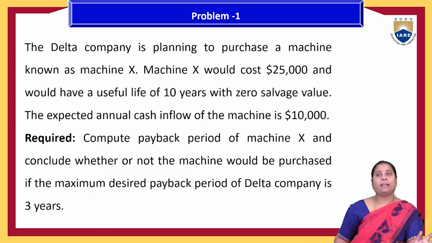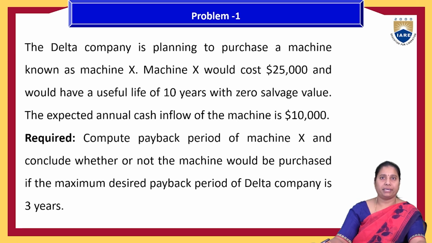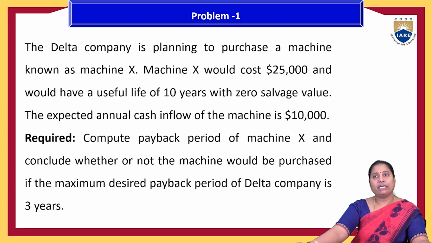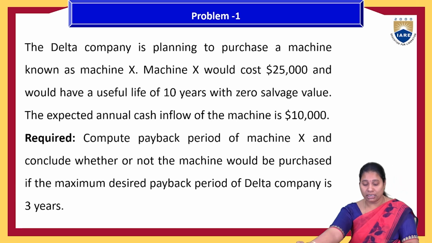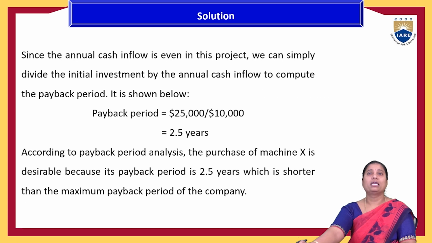So that is about the break-even point. The next problem is about the payback period. The Delta company is planning to purchase a machine known as Machine X. Machine X would cost 25,000 and would have a useful life of 10 years with zero salvage value. The expected annual cash inflow of the machine is $10,000. You are required to calculate the payback period of Machine X and decide whether or not the machine would be purchased if the maximum desired payback period of Delta company is 3 years.